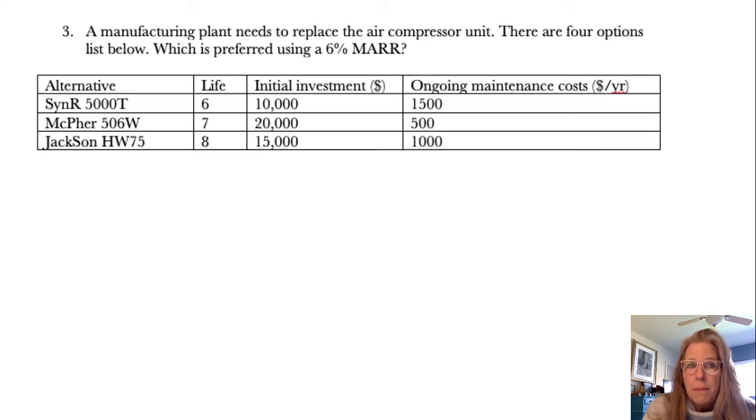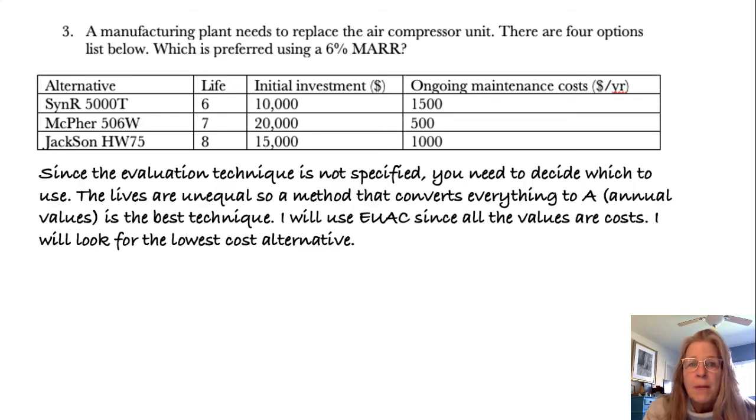Let's look at problem number 3. A manufacturing plant needs to replace an air compressor, and there are supposed to be 3 options, not 4. What's preferred? Since the evaluation technique is not specified, you'll need to decide which to use. Since the lives are unequal, the method that converts everything to A, or annual values, is the best technique. So I'm going to use EUAC, equivalent uniform annual cost. Since all the values are costs, I will look for the lowest cost alternative.